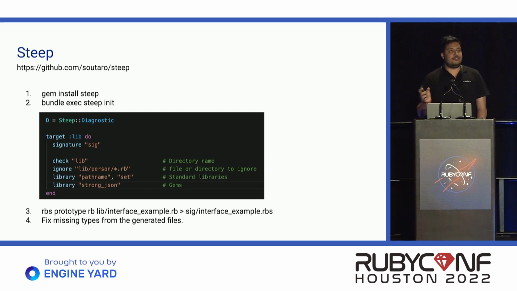What folder does it have to check? If you see, it's going to check in the lib folder, the directory name where it's going to check things. And if we have some files for which we haven't generated RBS code, then we can ignore them. And if you're using some standard library or some gem from the outside, then we have to tell Steep to load RBS for these libraries also.